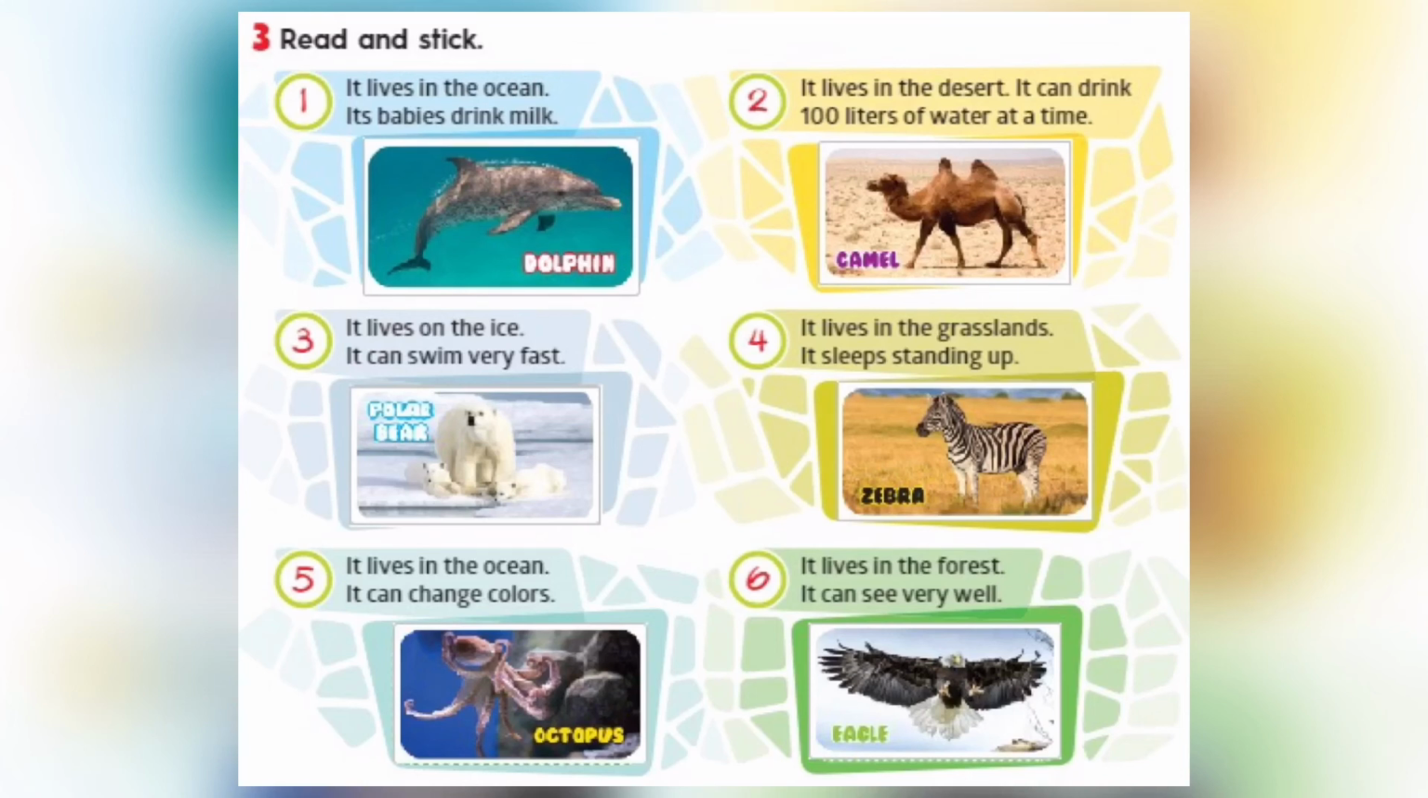Number 3. It lives on the ice. It can swim very fast. Eles vivem no gelo. Ele pode nadar bem rápido. Number 4. It lives in the grasslands. It sleeps standing up. Ele vive nas pastagens e ele dorme em pé. This is the zebra. Number 5. It lives in the ocean. It can change colors. Ele vive no oceano. Ele pode mudar de cor. This is the octopus. Number 6. It lives in the forest. It can see very well. Ele vive na floresta e ele pode ver muito bem. This is the eagle.